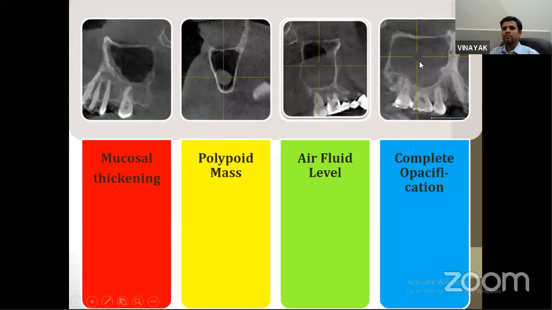And the fourth thing is complete opacification of your maxillary sinus. The entire sinus space is opacified.